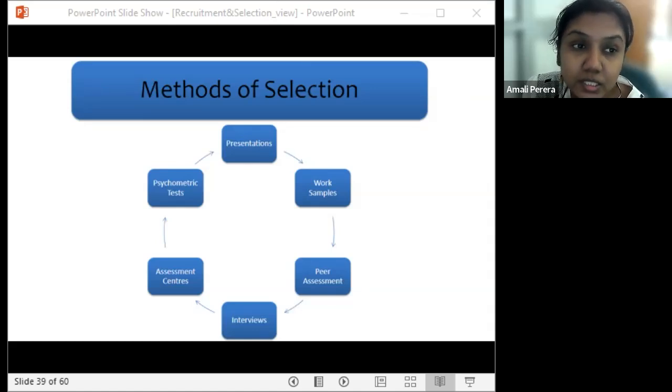So presentation is one way of selecting a person. And then we have work samples. Work samples means whatever we have done previously, we could produce at the interview. For example, research articles, publications. Let's say we are going to hire a writer.